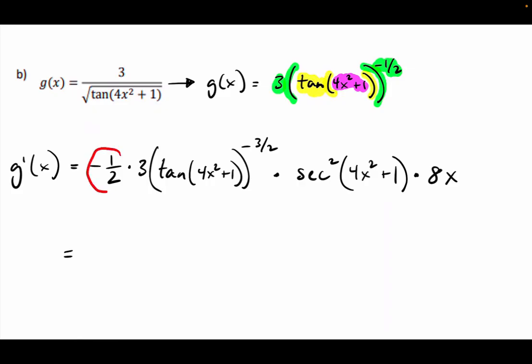So we have this guy times this guy times this guy. So we got 8x times 1/2. So it's going to be negative 12x, because 3 times 8x is 24x, and then times negative 1/2, divided by 2, you get negative 12x.